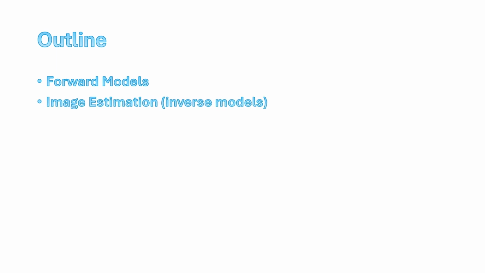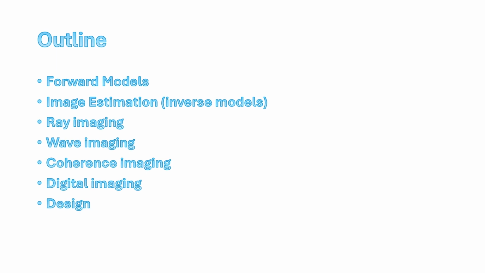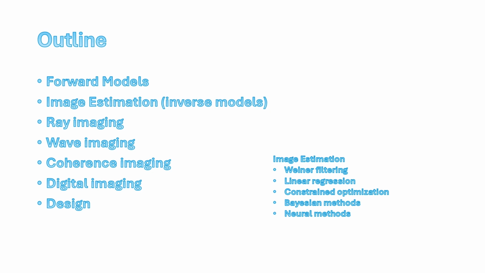Okay, so we've completed a series of lectures on how to build forward models for computational imaging systems. Our course continues now with the discussion of how we estimate objects from measurements, the inverse problem. After that, we'll get into physical imaging. We'll talk about geometrical imaging systems, wave imaging systems, coherence imaging systems, before we wrap up our discussions by considering details of digital imaging systems, imaging system calibration, and design. The inverse problem section after today will include 5 more episodes focusing on Wiener filtering, linear regression, constrained optimization, Bayesian methods, and neural methods.